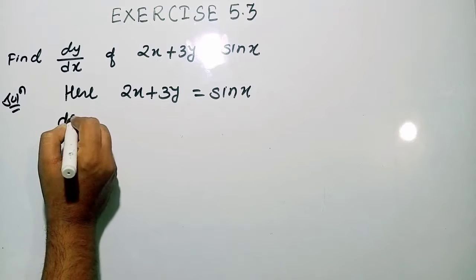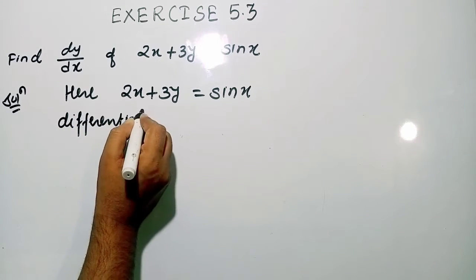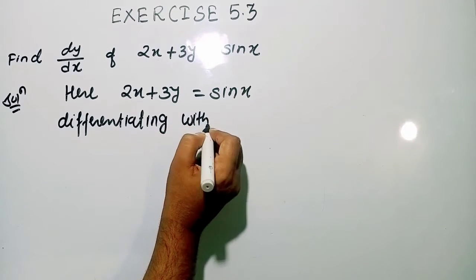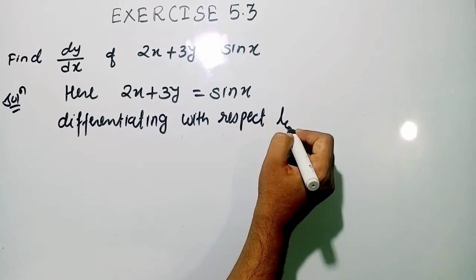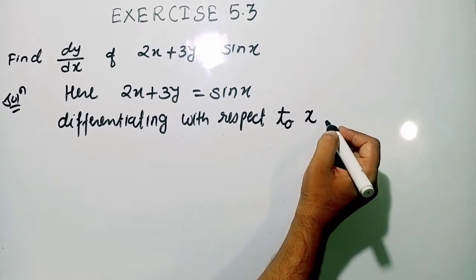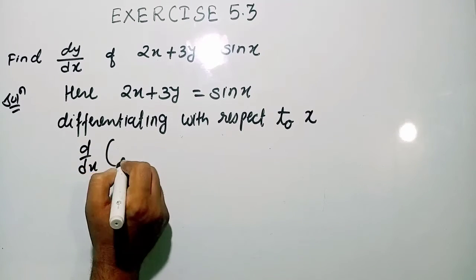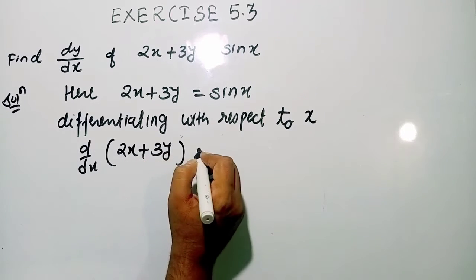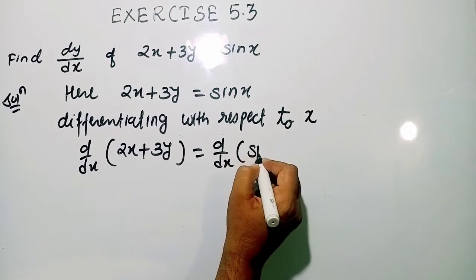Now what we have to do? We have to find the differentiation with respect to x. So differentiate this equation with respect to x, differentiating on both sides. So d by dx of 2x plus 3y is equal to d by dx of sin x.